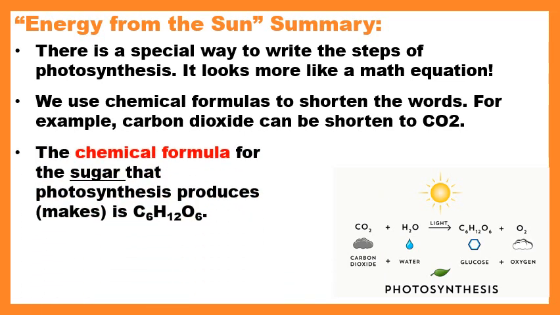The chemical formula for sugar that photosynthesis produces or makes is C6H12O6. So instead of saying I love sugar, you could say I love C6H12O6. That is the sugar that photosynthesis produces.